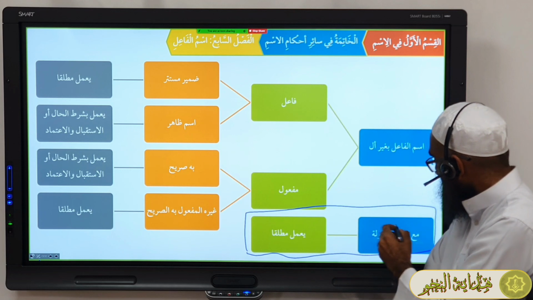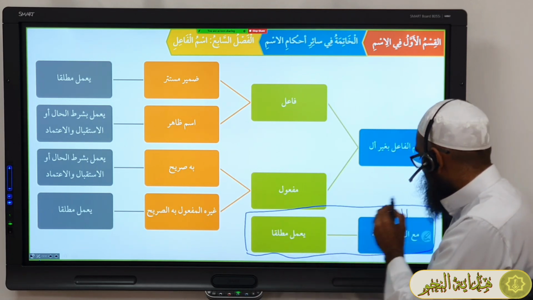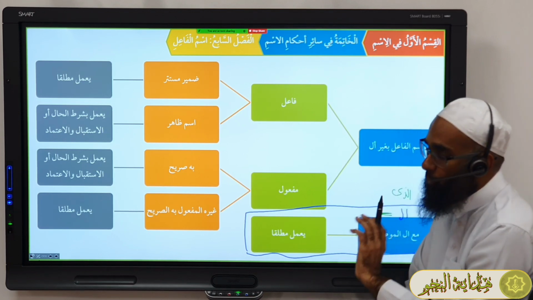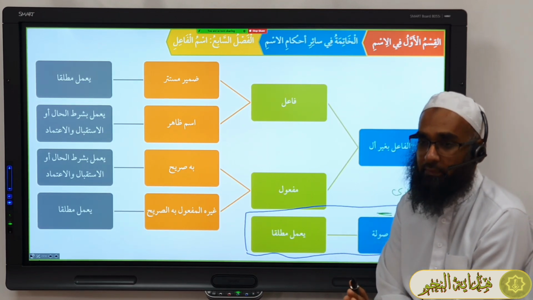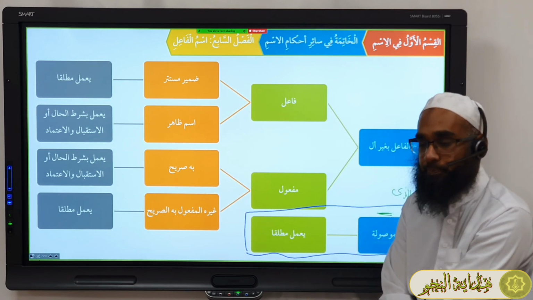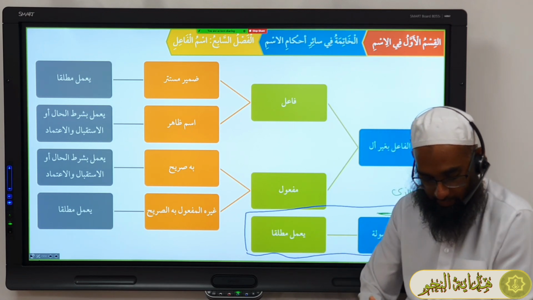First rule, if you have an alif lam and the alif lam is in the meaning of alladhi, the ismul fa'il after it will do amal mutlaqan. You can make the maf'ul bihi mansoob. Correct? Everybody got that? Yes, so far following?